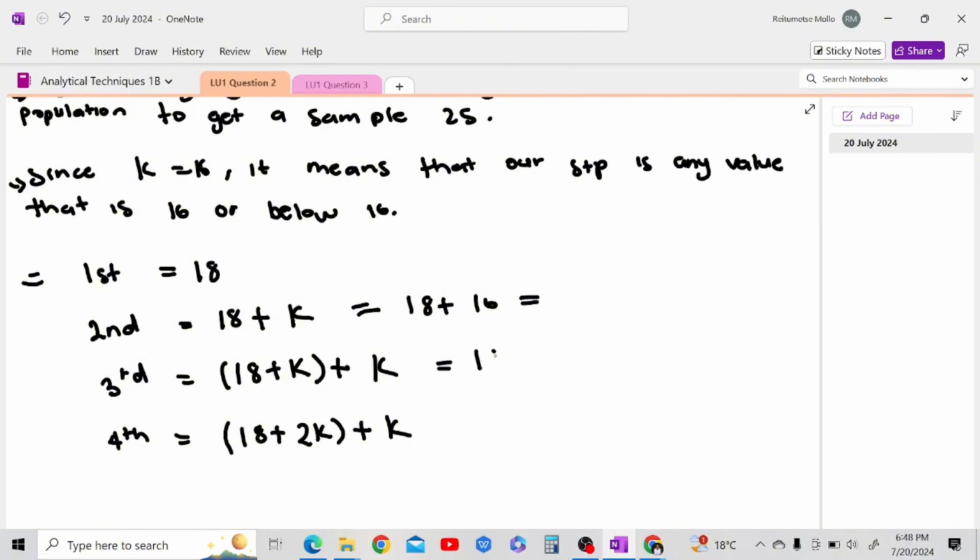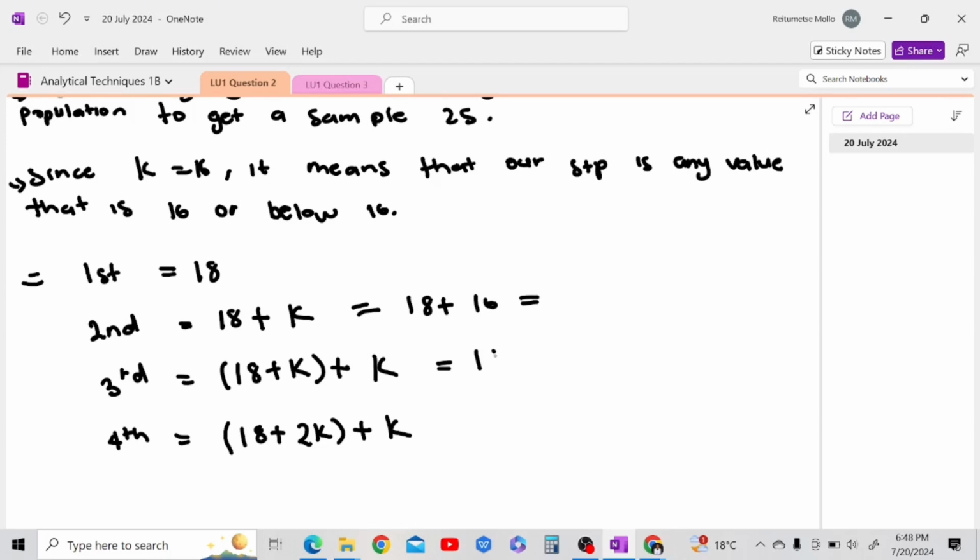So the first item that we selected was item number 18, right? Since we already selected this item, now we want to find out what is the next item that we're going to select after item number 18. We just have to add K. So the second item is going to be 18 plus K. Our K is 16 in this example, so 18 plus 16 gives us 34. So the second item we're going to select is item number 34, right?